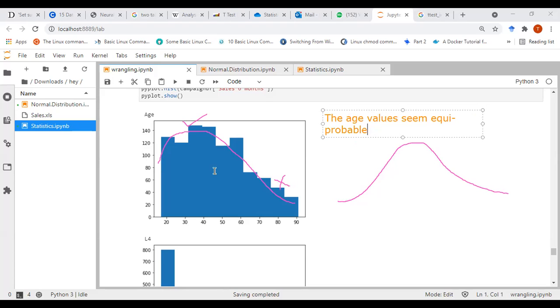Because you see, they're almost the same. Obviously, this portion of customers is supposed to be less than this portion of customers, so it is supposed to taper down. But in this area, you can say that the probability is almost equal, because the normal distribution is a curve of the probability, right? So the probability is almost the same.